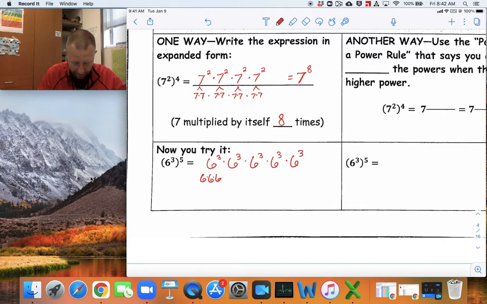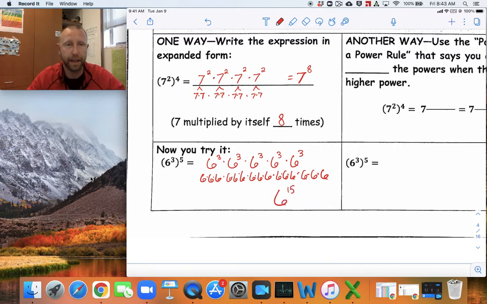Let's fill all these out so there's not just 3 6s. And then I've got 6 cubed again, so times 6 times 6 times 6. And then 6 cubed again, so it's times 6 times 6 times 6. And then 6 cubed again, so times 6 times 6 times 6. And then one more time. 6 cubed is 6 times 6 times 6. You count up all of those 6s. I count 3, 6, 9, 12, 15 6s. So it's 6 to the power of 15, right?